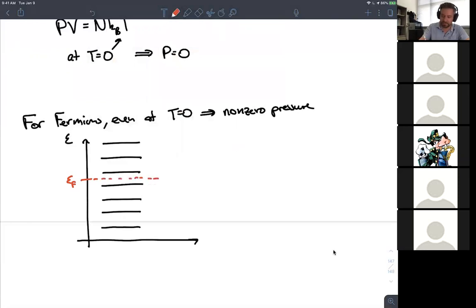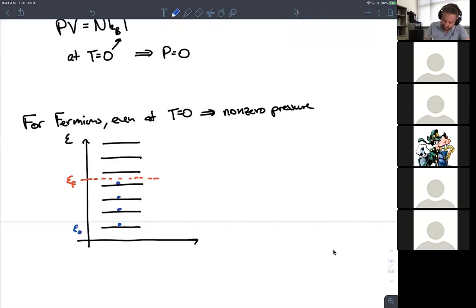So at T equals 0, every energy level below the Fermi energy is filled, and every energy level above the Fermi energy is empty. Okay, so if this is the Fermi energy, then every level below the Fermi energy will have a particle in it. Every level above the Fermi energy will not have a particle in it.